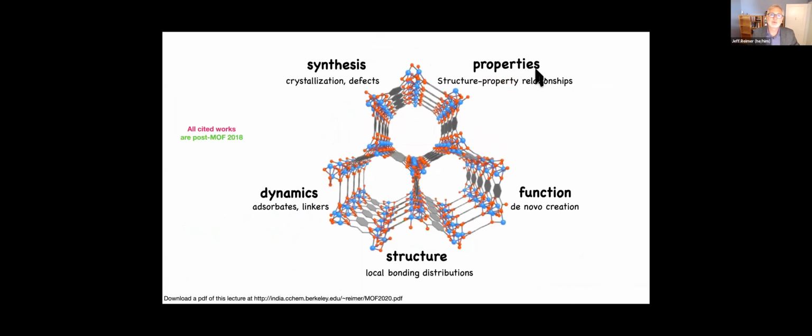Well, in closing then, I just want to point out we visited synthesis, properties, function, structure, and dynamics for a variety of systems, with papers from both the literature and my own group. All these are relatively recent papers.